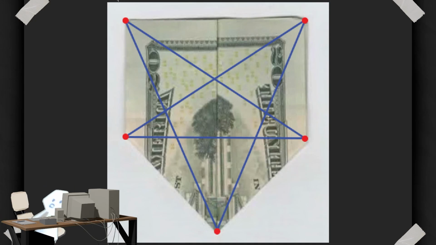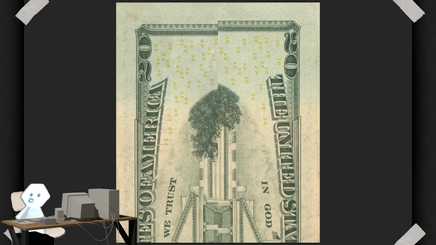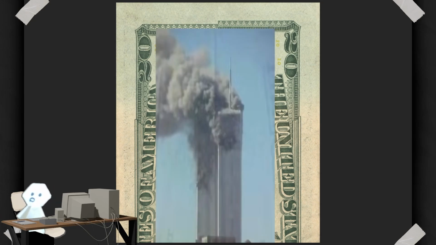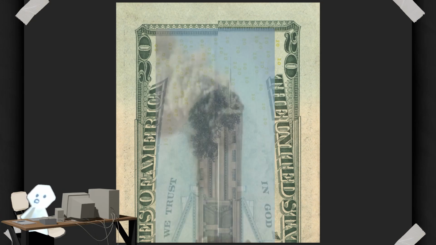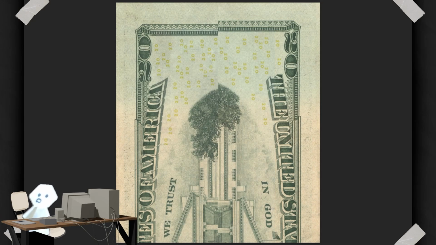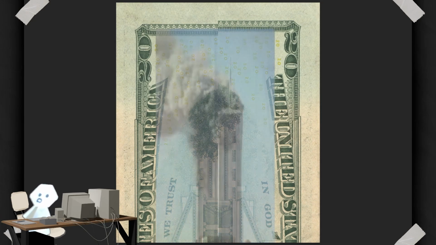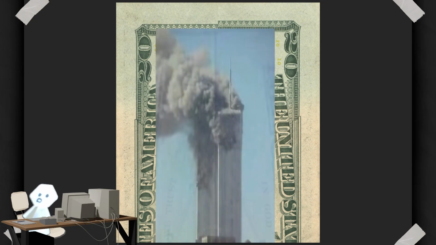Now we'll just look at the dollar bill, the origami folding, in higher resolution. Here we can see it clearly. It looks like 9/11. It literally looks like 9/11. I mean, just look at this. If I turn the opacity down, you can see it's really similar. Really similar.